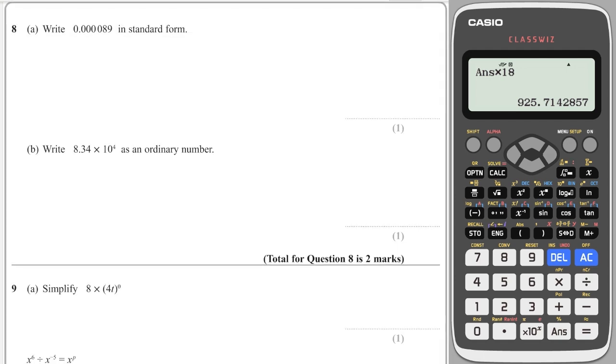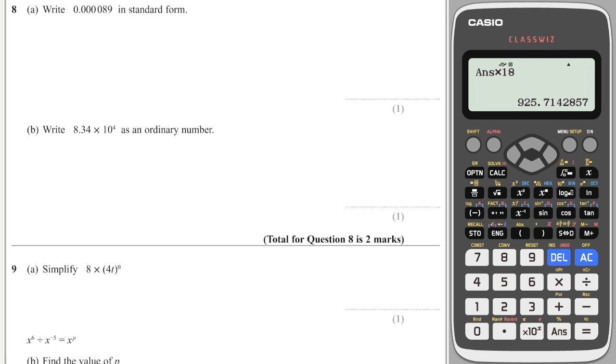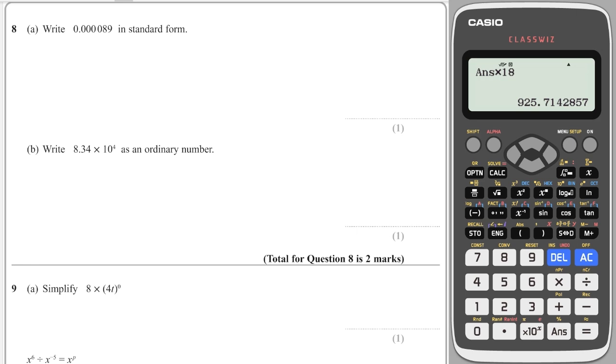Standard form, we need to figure out how many times this number has been divided by 10. So if I want my number to be in standard form, I have to write it with a number which is between 1 and 10. So if I put a decimal point there, that's going to give me 8.9, which is perfect, so that's between 1 and 10. And then I've got to figure out how many times it was divided by. So 1, 2, 3, 4, 5.